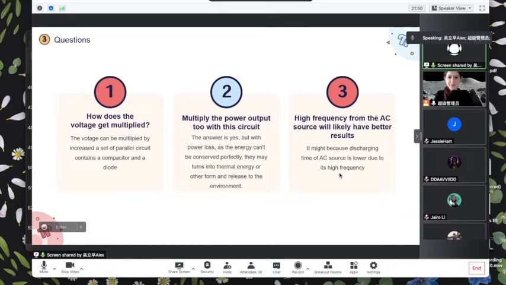So will a high frequency from the AC source likely have better results? It might, because the discharging time is lower due to its high frequency. The AC frequency does not affect the discharging time, but if the discharging time is set, and the AC is changing more quickly, then in the same unit time it can work more.